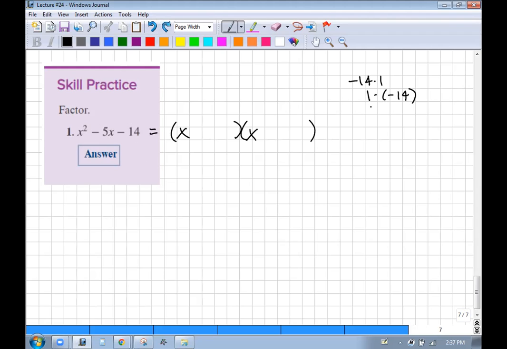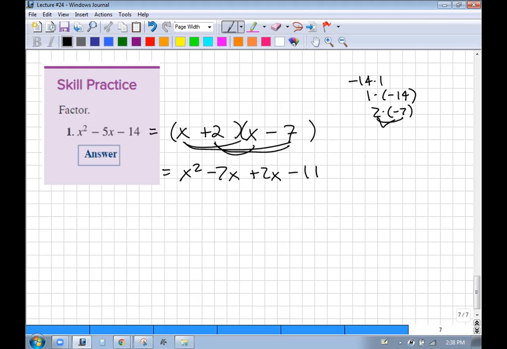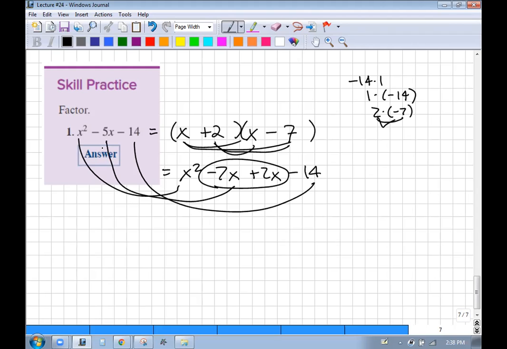So I keep going. What about 2 times negative 7? Those work. They multiply to give me this, but they add to give me that. So I know I need a positive 2 and a negative 7. All right, if we check, we got x squared minus 7x plus 2x minus 14. So there's the x squared, there's the minus 14, and those give us the middle term.